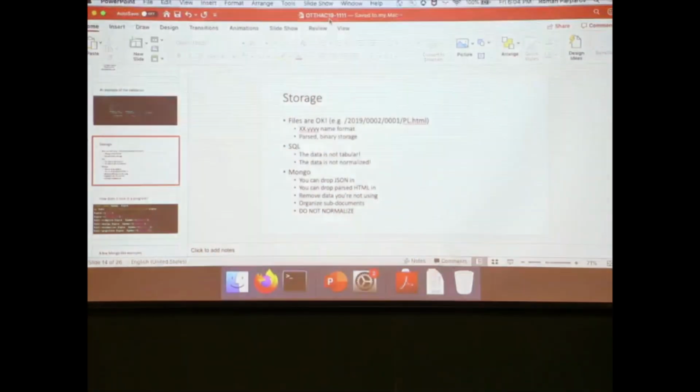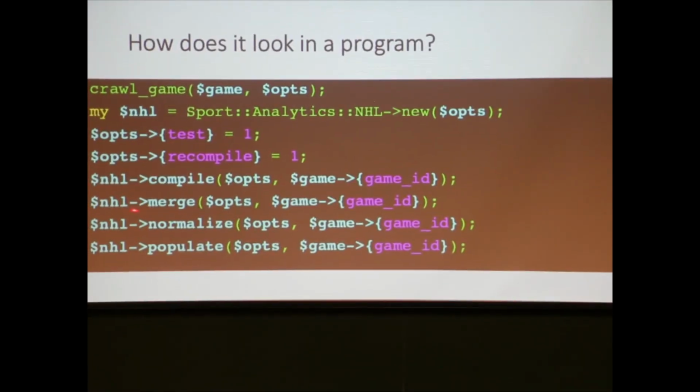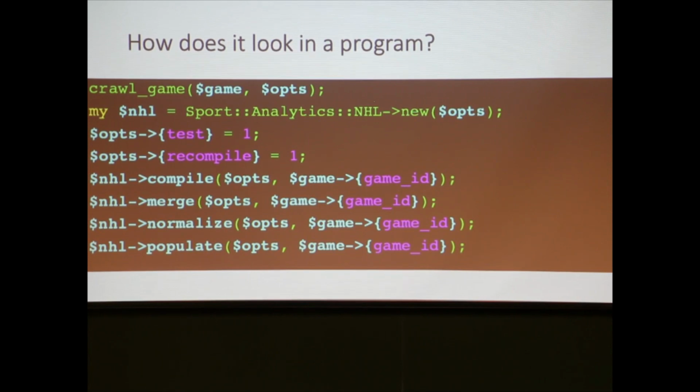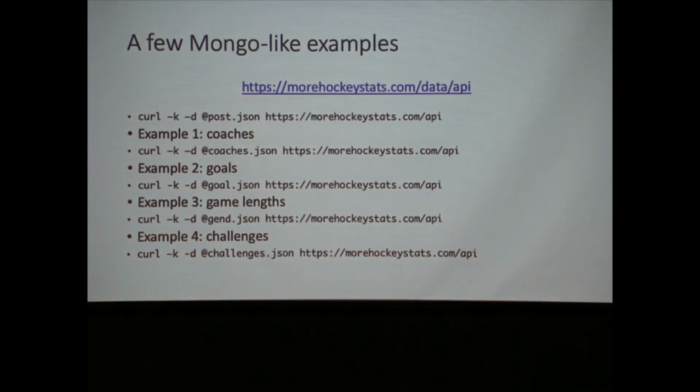So this is how I get my data. I merge all these HTMLs and JSONs into one data structure and normalize it in some way, which means the synonyms are merged, and then I populate the database. Later, if you want, you can use this API that I have to query the Mongo database, and the examples are in the slides, so you can try it later.